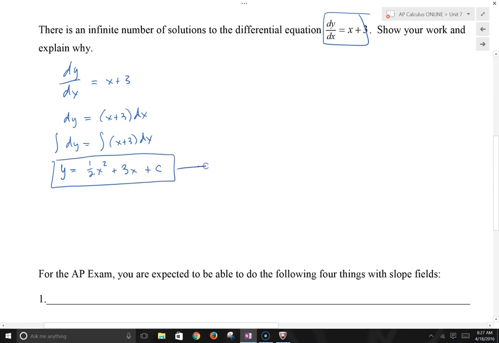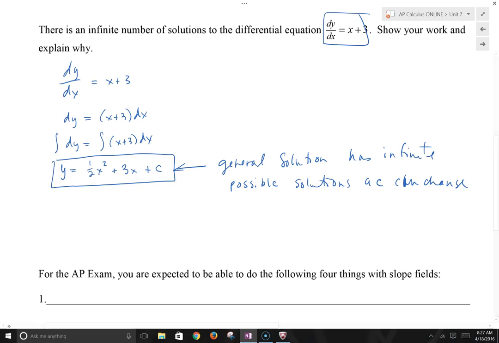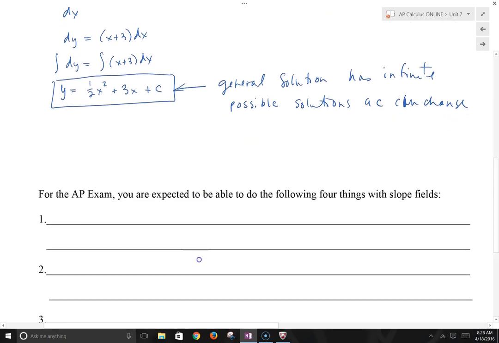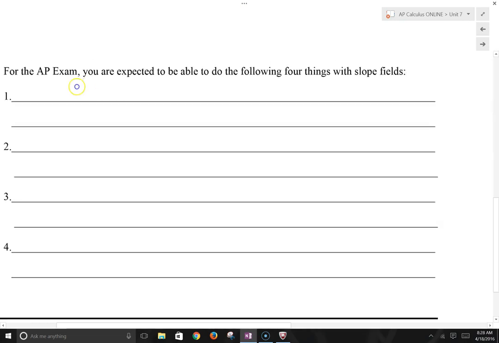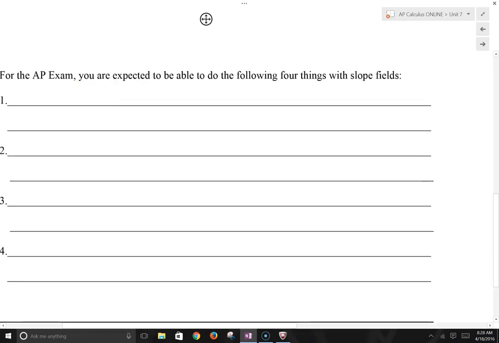So, this general solution has infinite possible solutions as C can change. And then if we were given some conditions, we could substitute something in and we could actually solve for C. But what a slope field does is give us all the solutions as a picture.